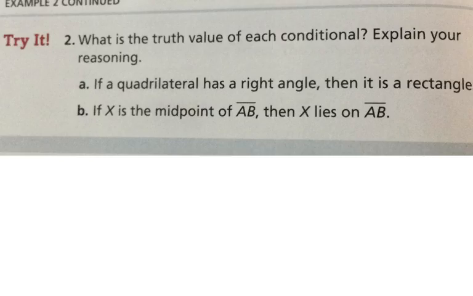All right, so A part, a quadrilateral has a right angle, then it is a rectangle. True, false. So the hypothesis is true. You think the conclusion is false. So what would the entire thing evaluate to be then? False. Okay, so in order for the conclusion to be false, you need to prove it, right? How could you have a right angle that is not a rectangle?